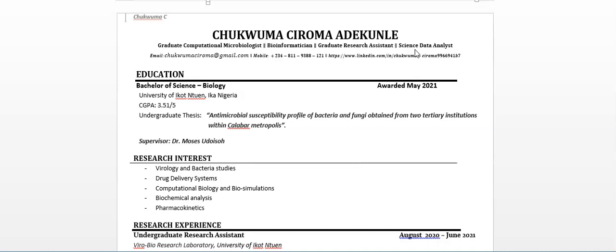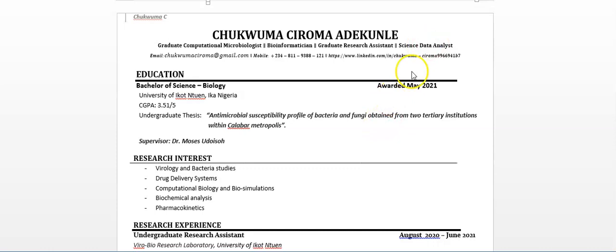He could tell that, oh, this guy is interested in becoming a computational biologist. He also has a flair and interest in bioinformatics. He is looking out to become a graduate research assistant in his MS or PhD academics. He has also gathered ability in science data analytics.